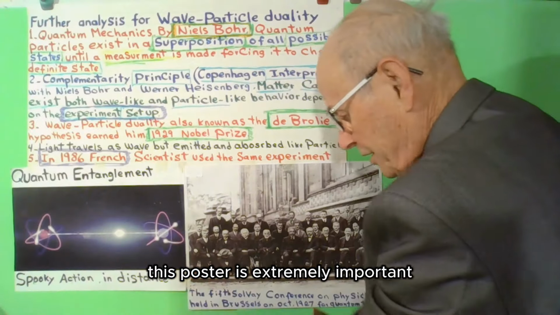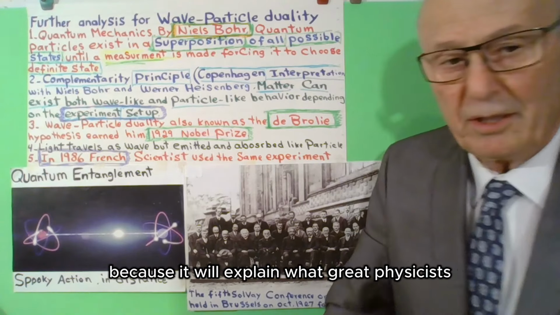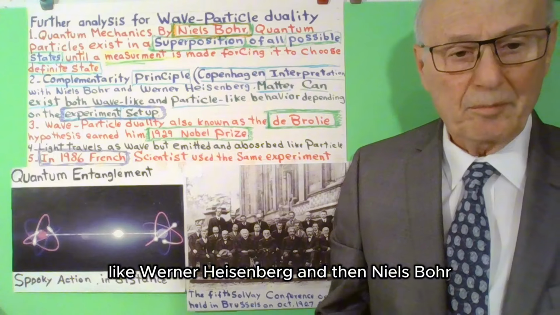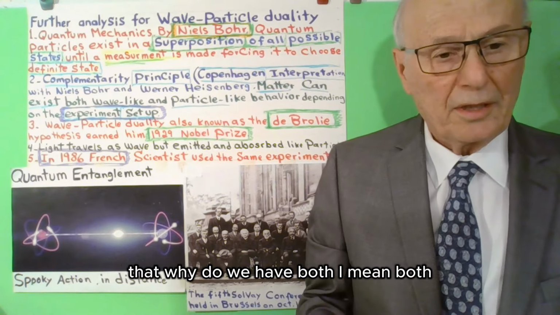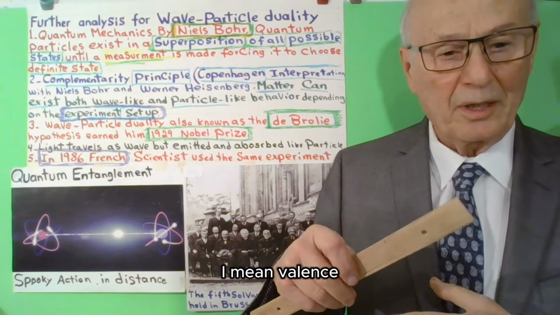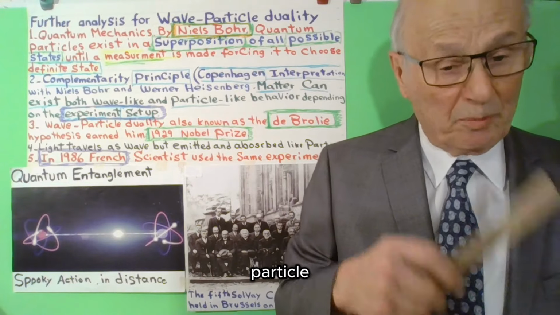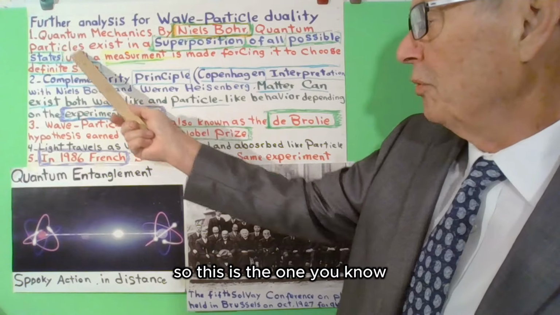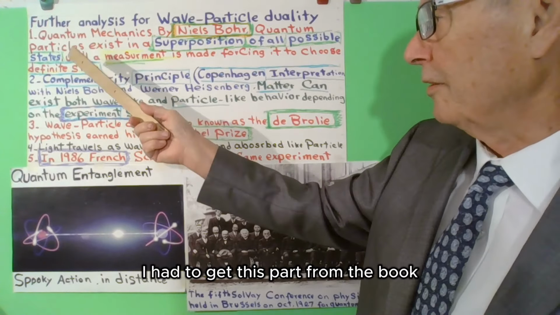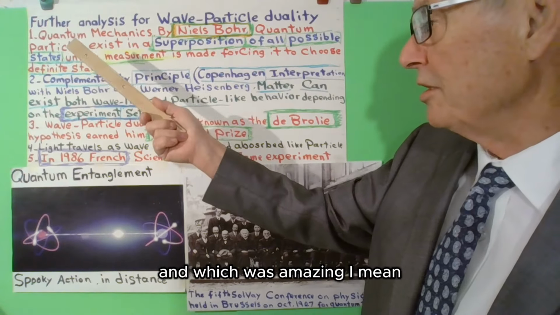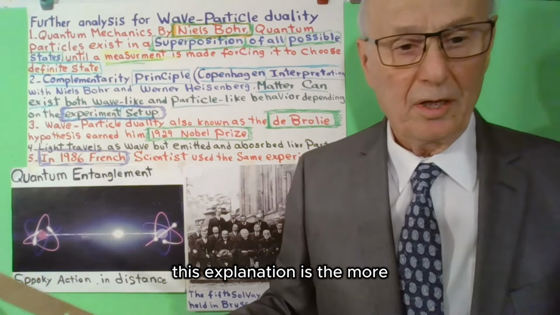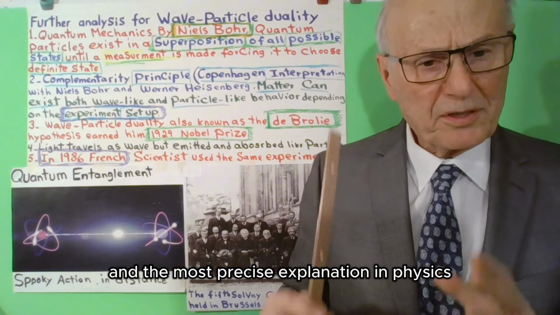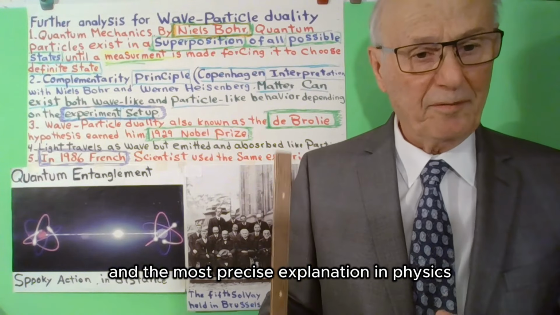This poster is extremely important because it will explain what great physicists like Werner Heisenberg and then Niels Bohr explained: why do we have both wave and particle properties. So this is the one, I had to get this part from the book, and which was amazing. This explanation is the most profound and the most precise explanation in physics.